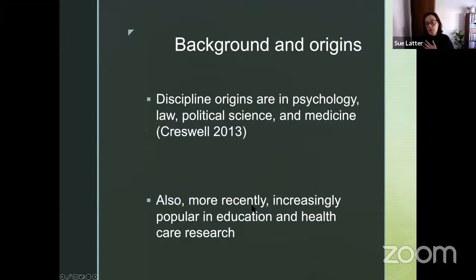Where does case study come from? Not necessarily from health service research, but from psychology, from law, political science. And we know that medicine has a tradition of case study, clinical case study, which is something we might want to just come back to at the end.